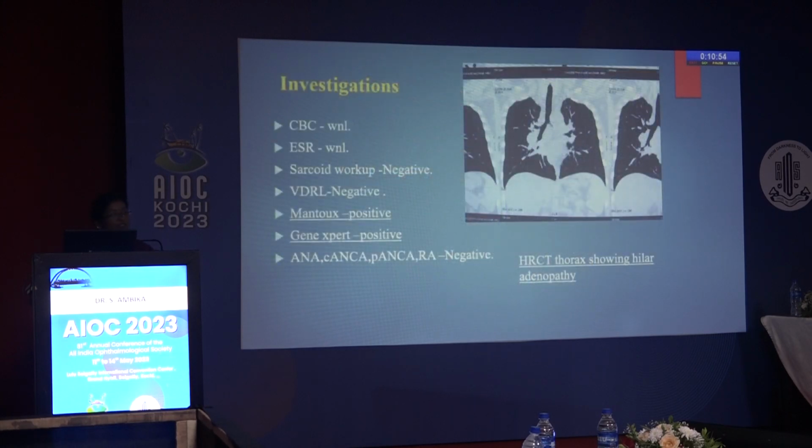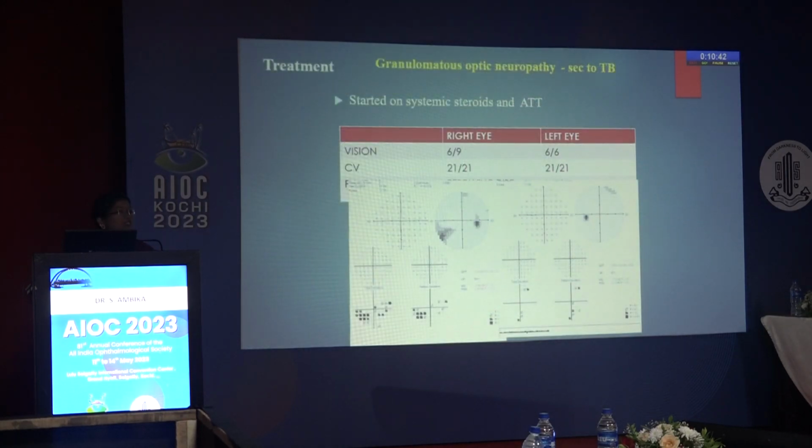So here the location is different, but the patient is again manifesting with the same presentation. Her systemic evaluation showed that, yes, she was also positive for TB and had hilar adenopathy. Subsequently, we put her, along with steroids, on a course of antituberculous therapy. And this is the visual field, and vision improved by 4 weeks.